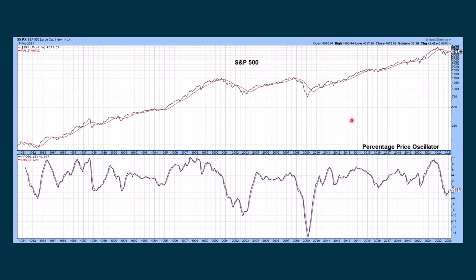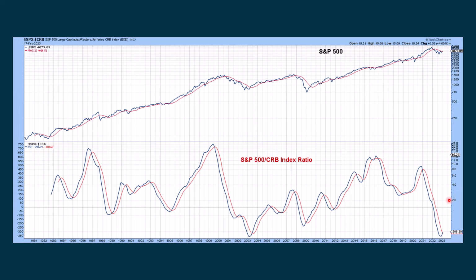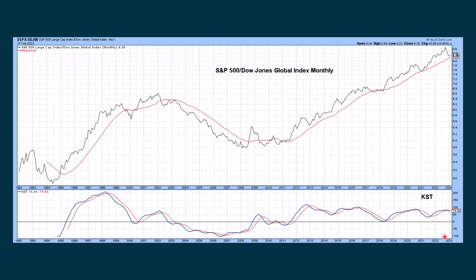Here's the S&P on the top with a monthly chart showing the PPO. It's starting to go back up. That's a momentum oscillator. Looking at a ratio between the S&P and the CRB index, the S&P is just starting to outperform the CRB. Here's the S&P, and then looking at a global index where the S&P continues to be in an overall uptrend, but we're seeing a bit of a rollover with the KST. We want to keep an eye on that.